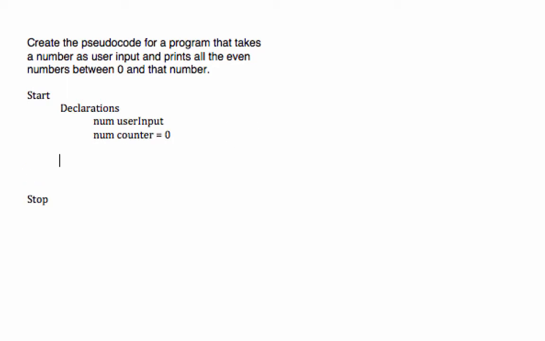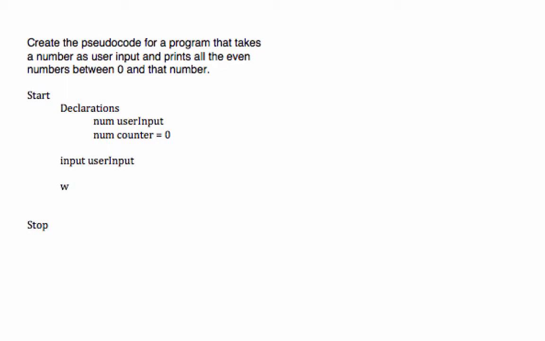Now I'm ready to start my program. I'm going to start by getting the user input. While my user input is less than or equal to counter, I'm going to keep outputting the value in counter. Now I'm ready to begin my loop.